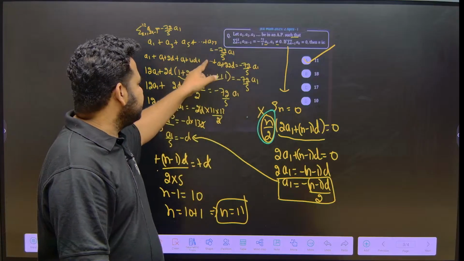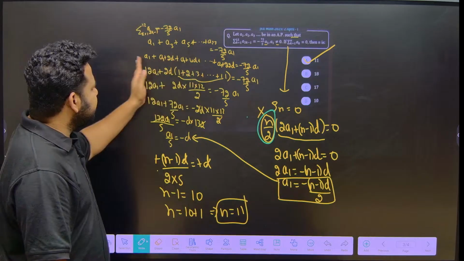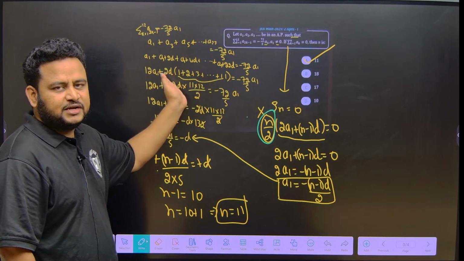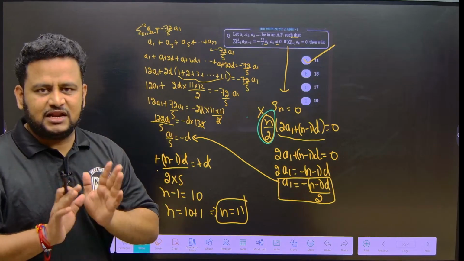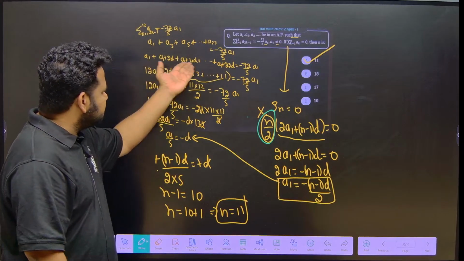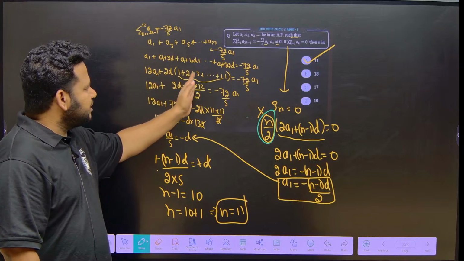So a23 is equal to minus 72 by 5 a1. Then I have taken a1 outside, common. How many a1s are there? If there are 12 terms, definitely there will be 12 a1s. Then I have written it in the general form of AP here. Then 2d I have taken outside, I will get 1, 2, 3 up till 11 terms.